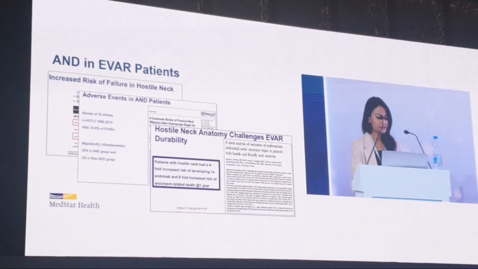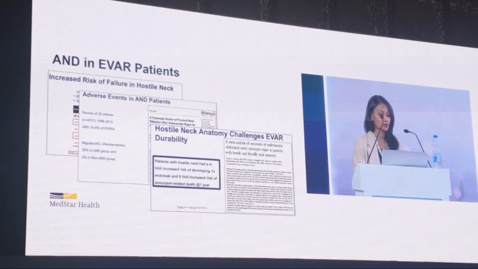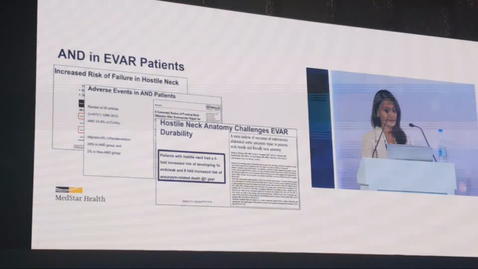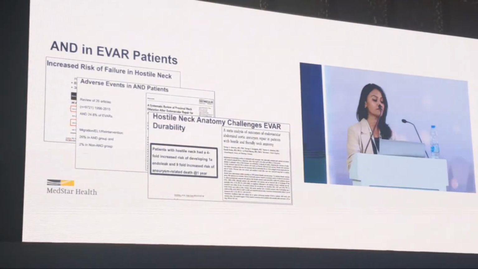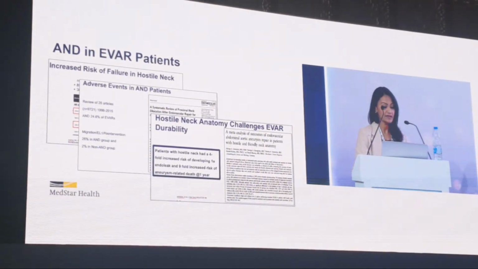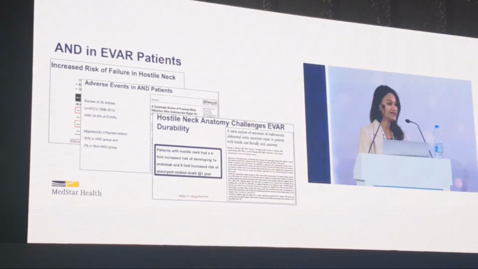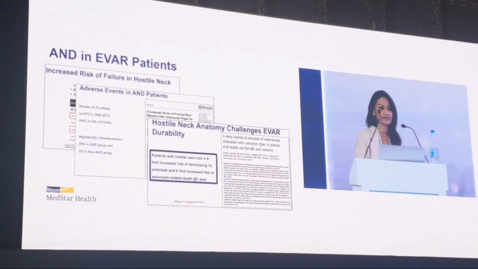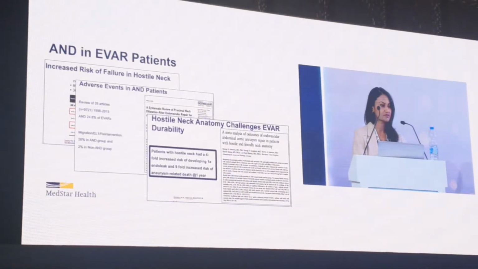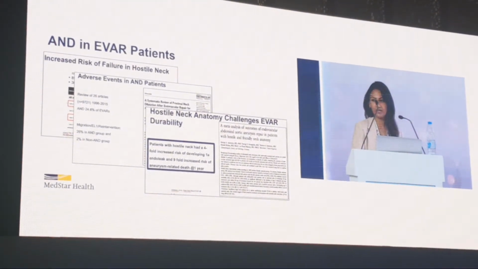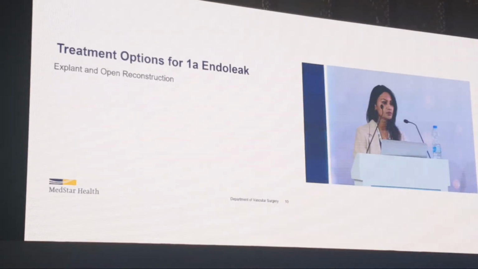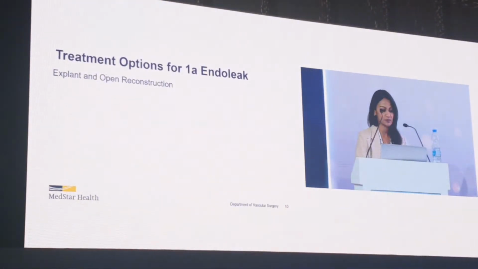This paper here basically discusses and points out that the problem with these type 1A endoleaks, there's a four-fold increase in the risk of developing 1A endoleak when you have hostile neck or challenging neck anatomy. And that translates into a 9-fold increase in aneurysm-related death at 1 year. So these are pretty significant reasons why we need to pay attention to the type 1A endoleaks and the causes of type 1A endoleak, and look out for these patients and manage these patients when you see them.